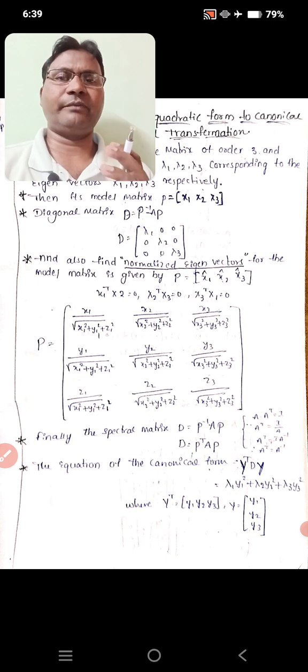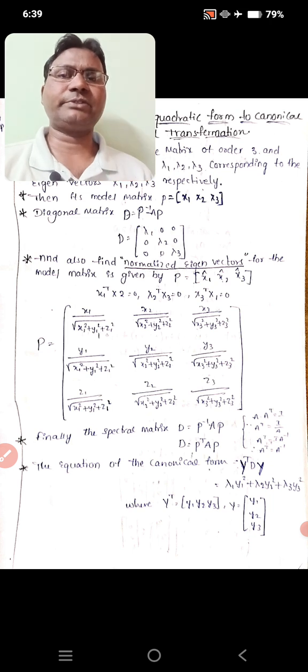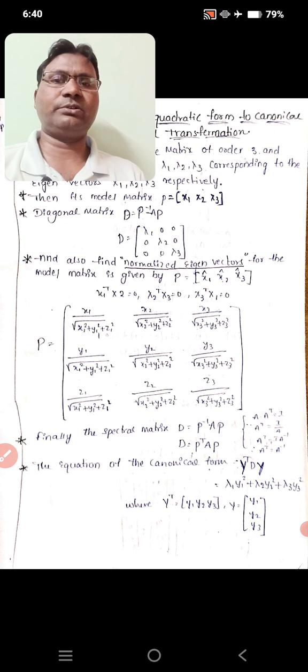Already we know how to find eigenvalues and eigenvectors, and diagonalization of a matrix. This topic is a continuation. So we have to understand very easily. If you do not understand eigenvalues, eigenvectors, and diagonalization of the matrix, go to the previous videos and check them. If you know those topics, you can understand this one very easily. Okay, let's go to the topic.